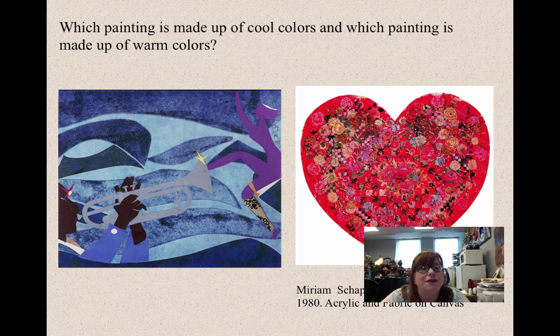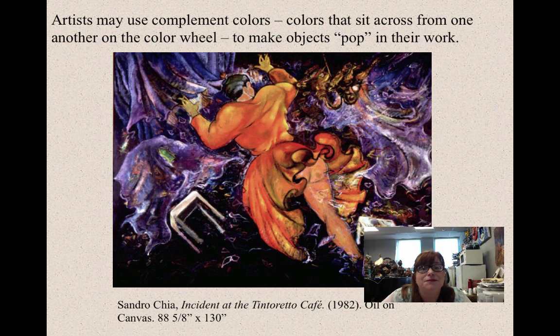So if we look at the picture on the left, which I think is by Aaron Douglas, I'm not quite sure, but I believe it is. Look at that one, and then look at the Miriam Schapiro piece on the right. Which one is made of cool colors and which one is made of warm colors? If you paid attention to the last slide, you would say the one on the left is the cool colors. That's made up of lots of blues, some violets, and so forth. Aside from the brown, it's a very cool painting. And on the right, of course, it's warm colors. It predominantly is red.